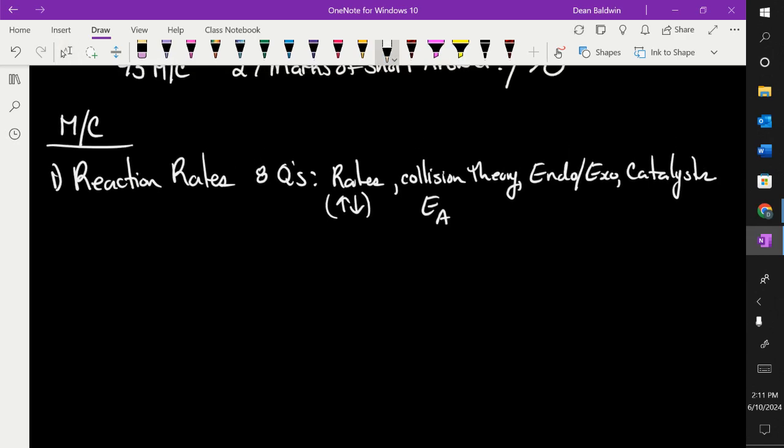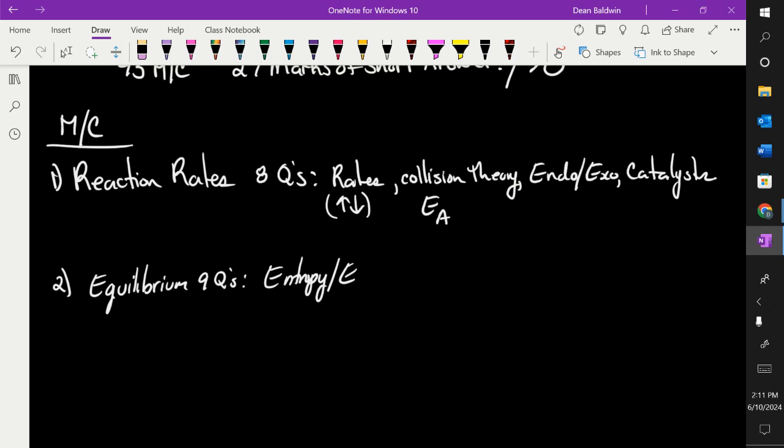All right, then we did, and what is on the test? Equilibrium. Nine questions. So you should know what entropy and enthalpy are and what they do to reactions, or which way they'll push it. Obviously, KEQs, shifts left and right.